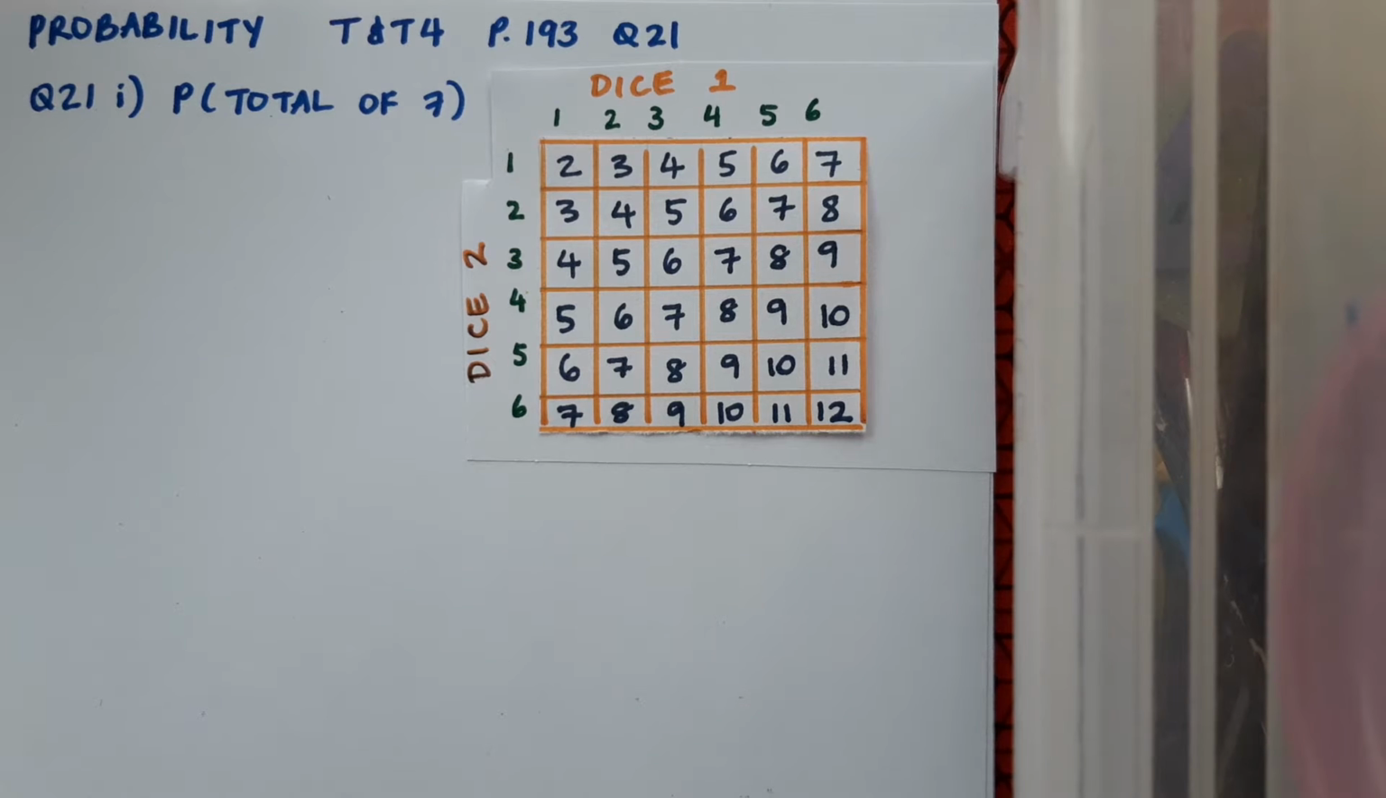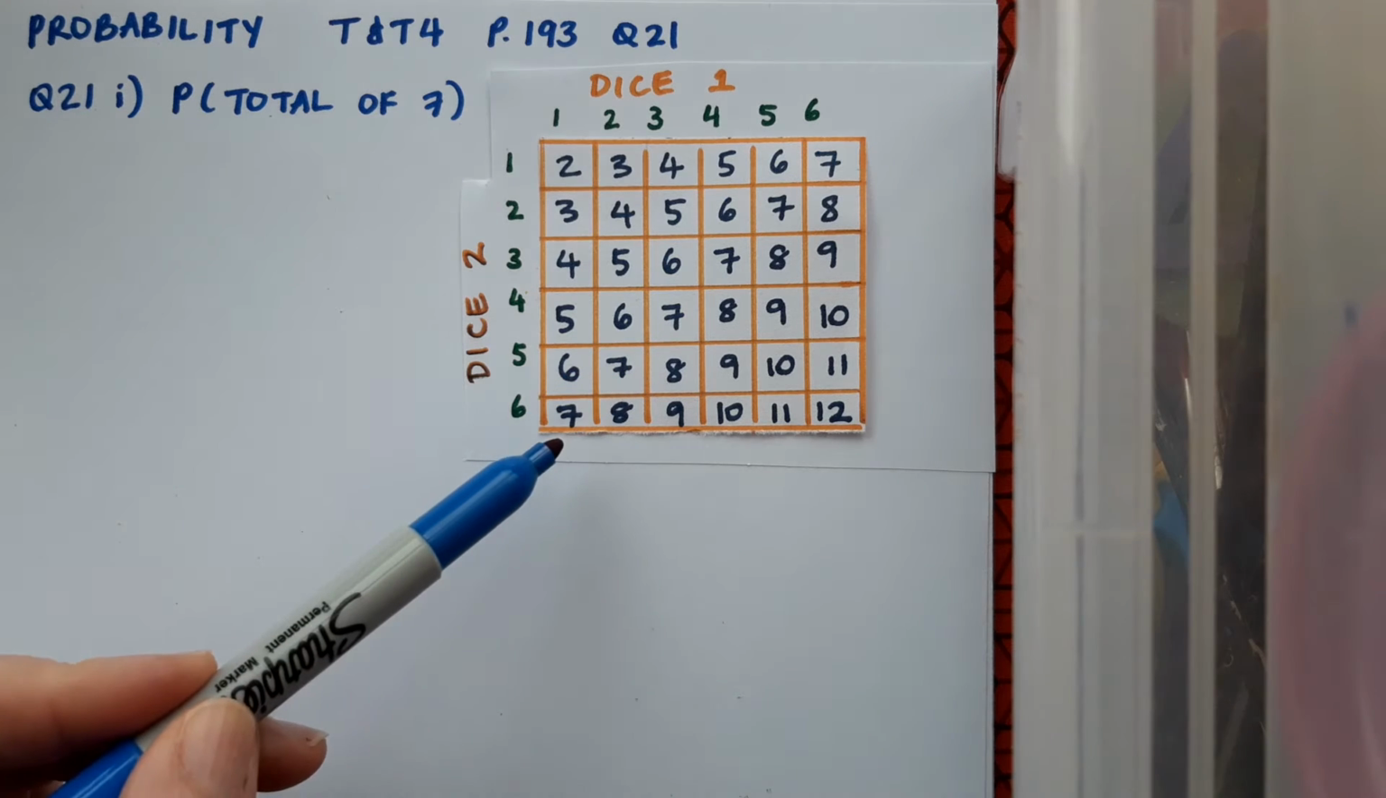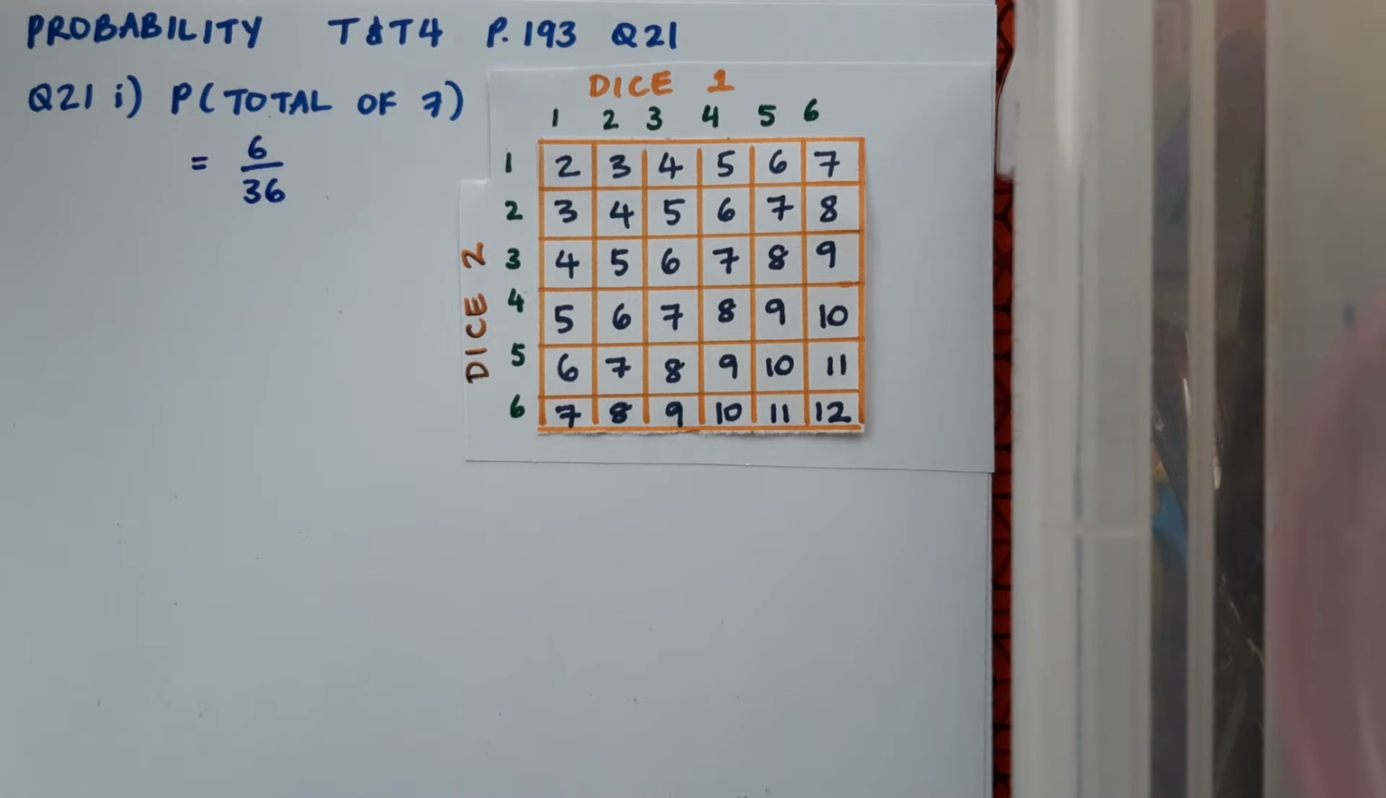So your two-way table should look like this, and then of course the probability of getting a total of 7 is the favourable outcomes over the total possible outcomes, and in this case there are 6 favourable outcomes out of 36 possible outcomes. So this gives us a probability of 6 over 36, which you can cancel down to 1 over 6.